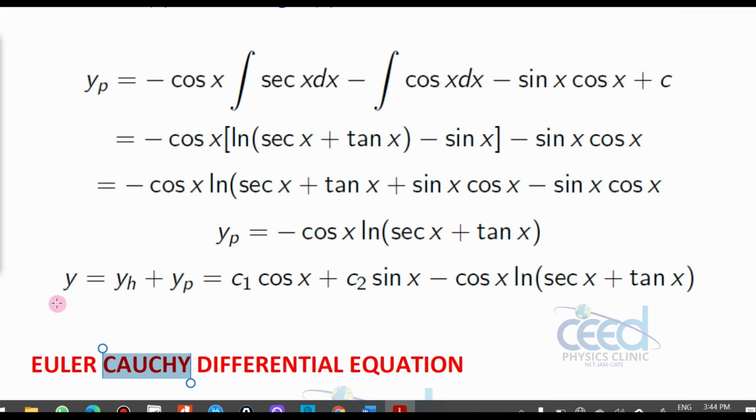Okay, so this is all about this session on the method of Wronskian, and in the next session we will do another kind of differential equation, that is the Euler-Cauchy differential equation. Okay, thank you.